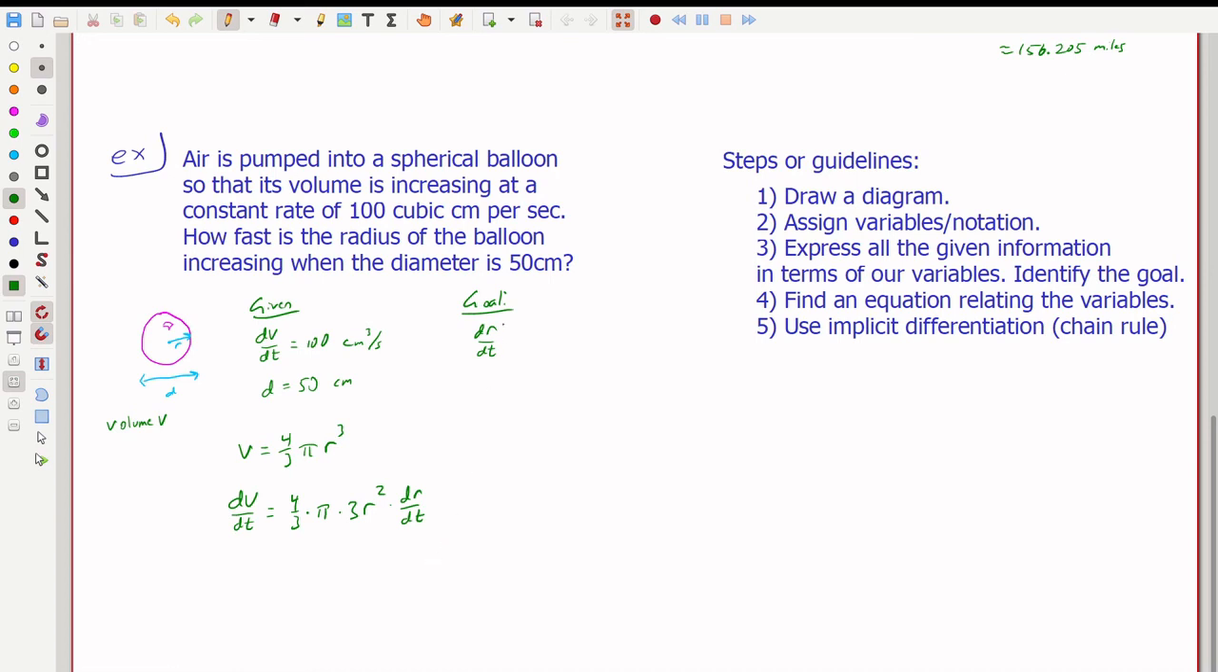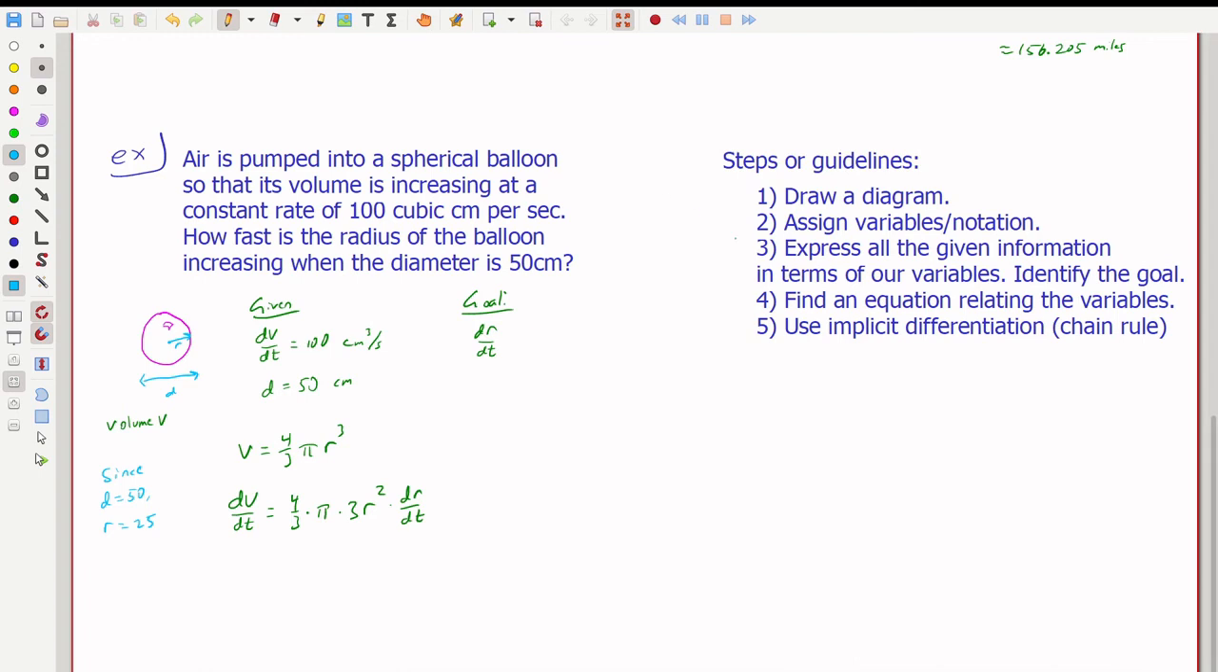Our goal is to find dr dt, so I need to be able to plug in r and dv dt. I'm given dv dt, so I need to be able to plug in r, and that's where knowing the diameter is going to come in. Okay, so since d equals 50, r is going to be half that, or 25. So what did I do there? I needed to solve for one of the variables to be able to plug in.